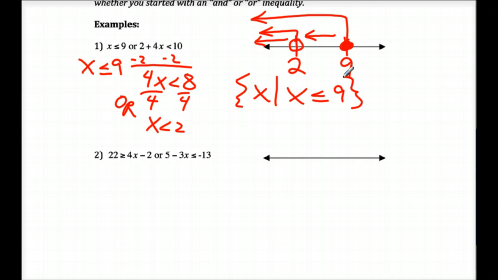What about 2? 2 is included, because 2 is less than 9. So it's included in the 9. Basically, and you don't have to erase this, the whole 2 part doesn't matter. For ands, the first one matters. If it were an and, it would have been the 2.